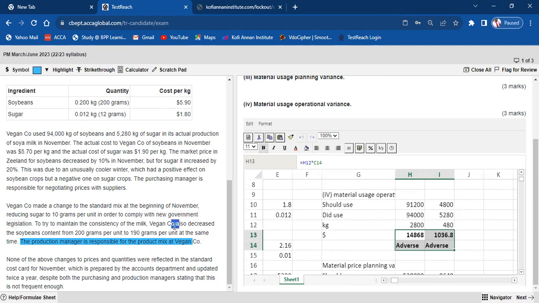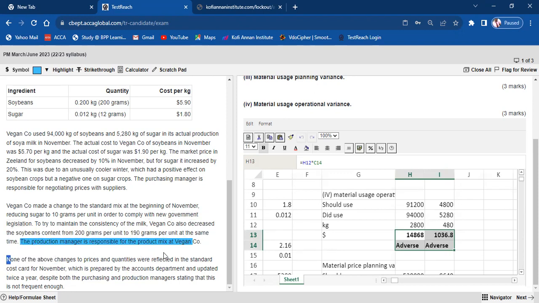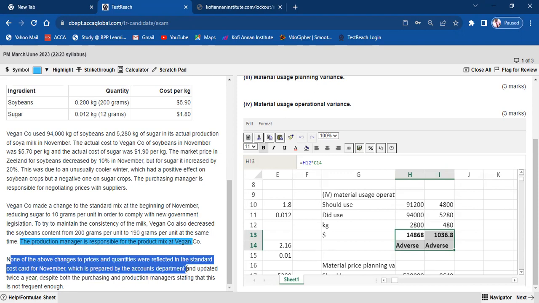Vegan could also decrease the soya beans content per unit of the same. Okay. None of the above changes to prices and quantities were reflected in the standard cost card for November, which is prepared by the accounts department. The accounts department probably might have had problems budgeting the correct mix of ingredients. And so the poor performance might have been due to the fact that wrong targets were set even with the revised budgets.